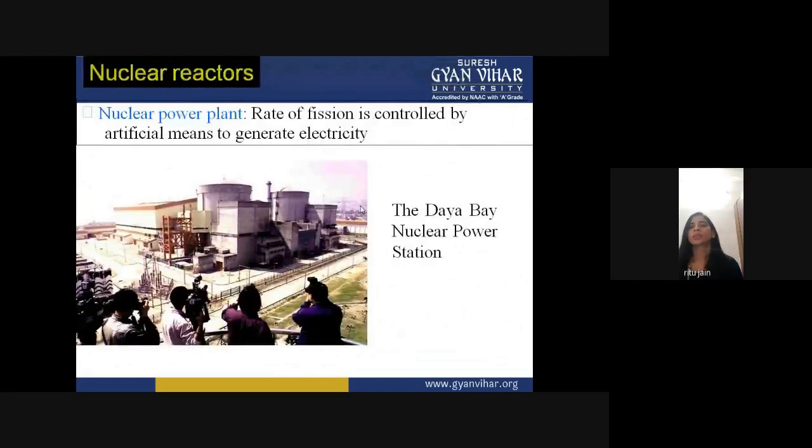So these are the pictures of a nuclear power plant. The rate of fission is controlled by artificial means to generate electricity. This is the picture of a nuclear power station.